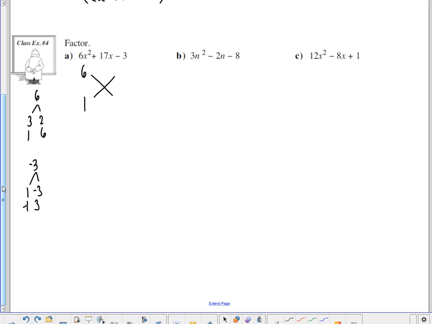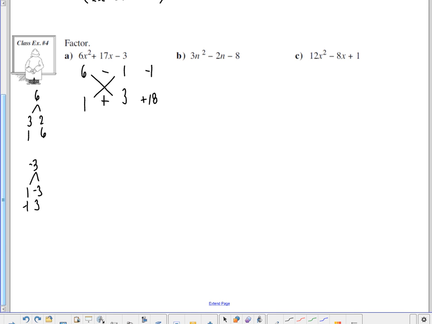It has to be 1 and 3. Okay, let's try now. 6 times 3 is 18. 1 times 1, 1. Now we want to sum to a positive 17, with a product of negative 3. Now we can throw in our signs. Which one is positive? We want the 18 to be positive, meaning the 3 is positive. And we need the 1 to be negative, meaning the 1 is negative.